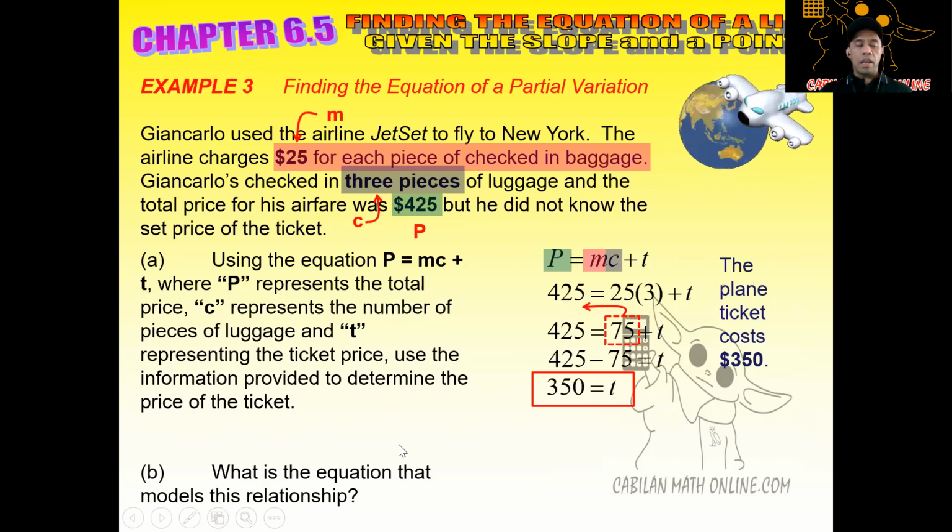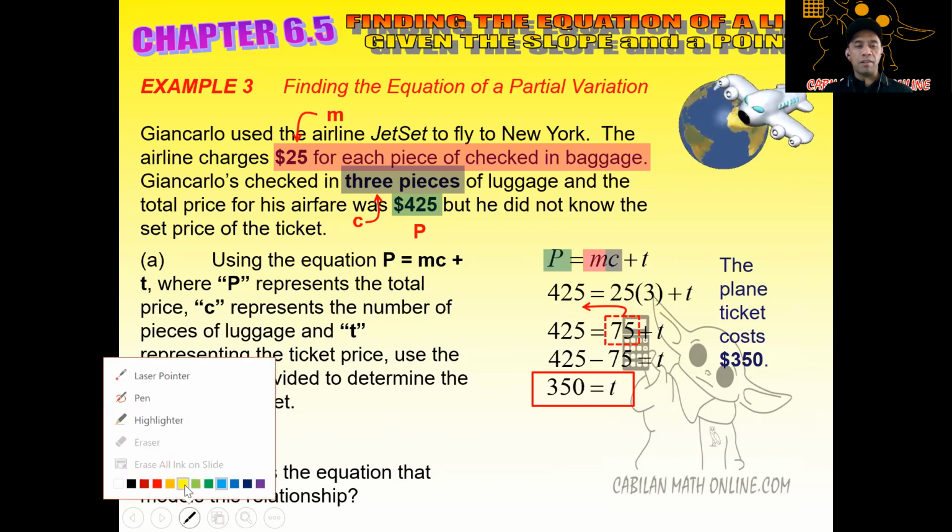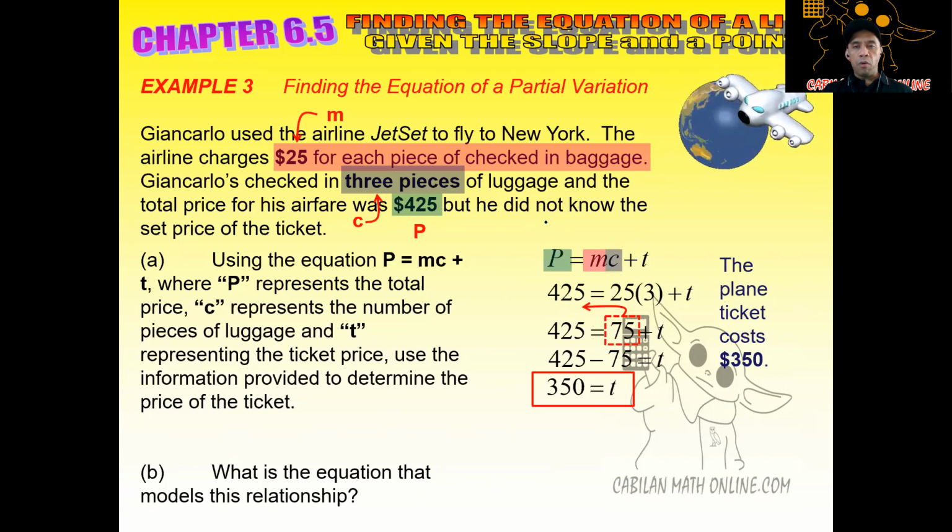All right. Now for part B, it says, what is the equation that models this relationship? Now remember that equations are always given in the form of y equals mx plus b, and in the last set of examples, all you had to do was replace the m and the b. If you line up y equals mx plus b here, I'm just going to type it in neatly.